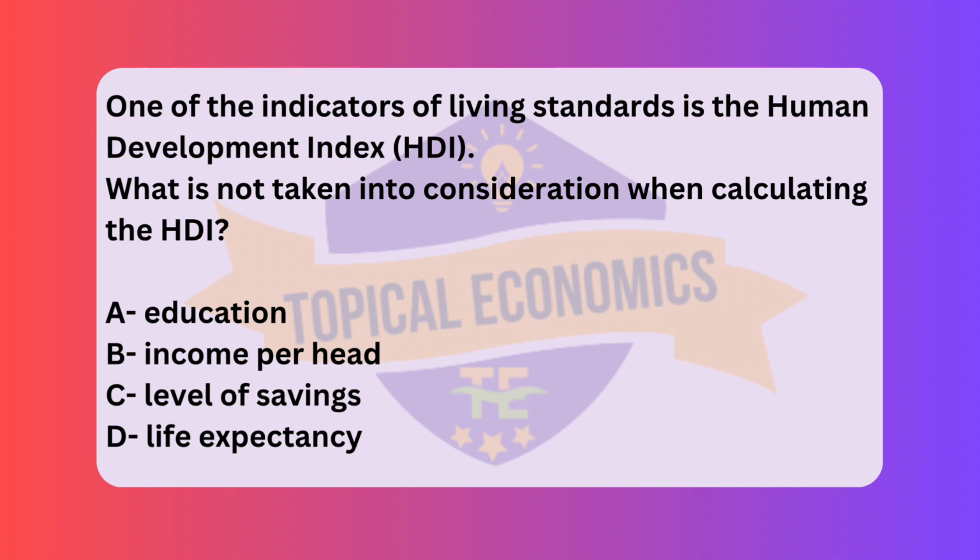Analyzing the other options. Option A. Education is incorrect. Education is a critical component of the HDI. The two indicators for education in the HDI are mean years of schooling and expected years of schooling, which reflect the access to and quality of education in a country. Next, option B. Income per head is incorrect. Income per head, specifically GNI per capita, is one of the three key dimensions of the HDI. It reflects the standard of living and economic well-being of a population. Lastly, option D. Life expectancy is incorrect. Life expectancy is another key component of the HDI. It is used to measure the health dimension of human development and reflects the overall longevity of a country's population.